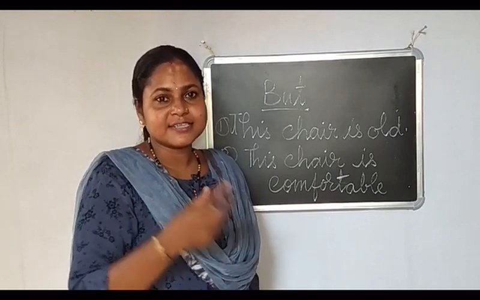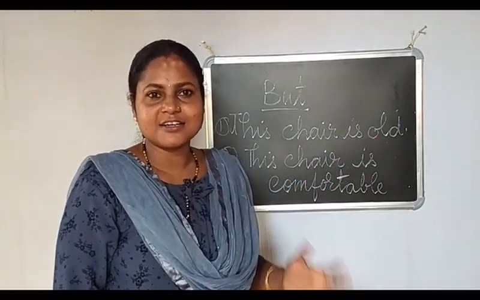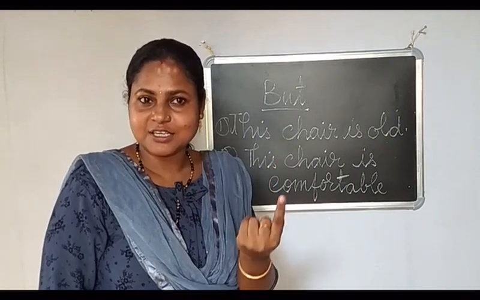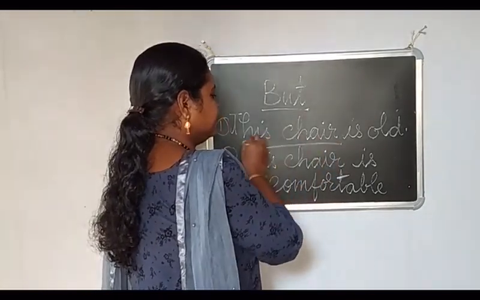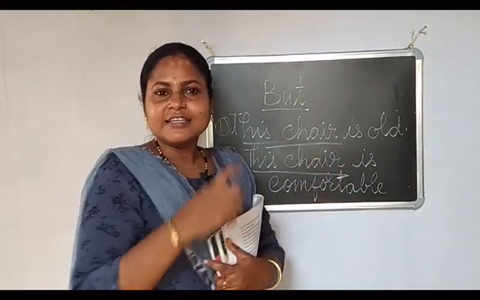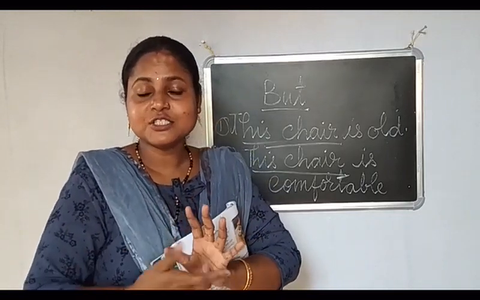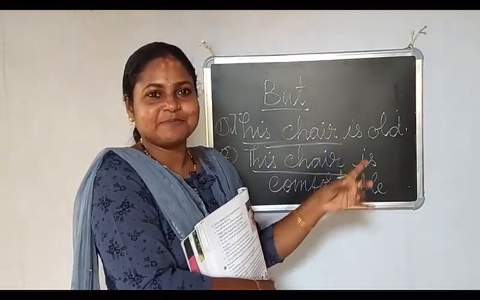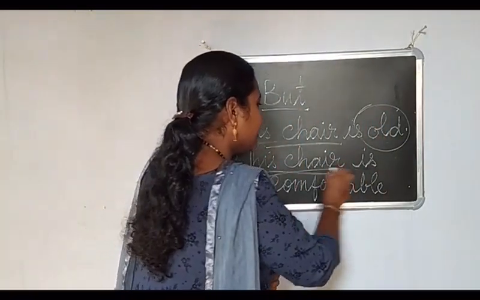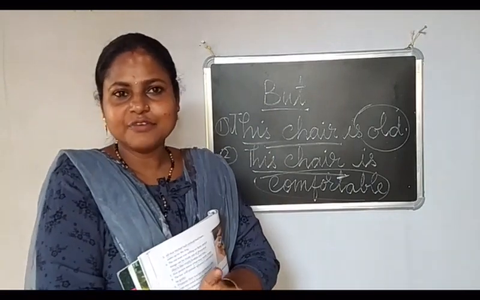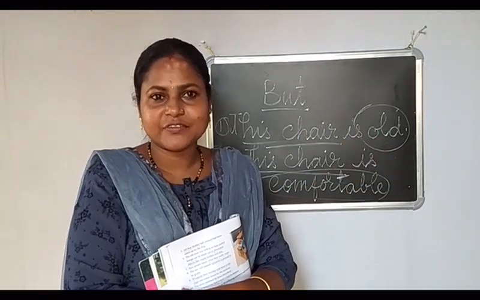Here, two things are said about the same thing. Two specialities are said about the one thing, same thing. What is that same thing here? This chair. That is the main thing here. Then what are the specialities? Two things are said about this chair. This chair is old and this chair is comfortable. So we are connecting these two contrasting things together.